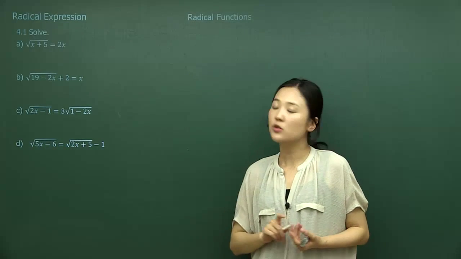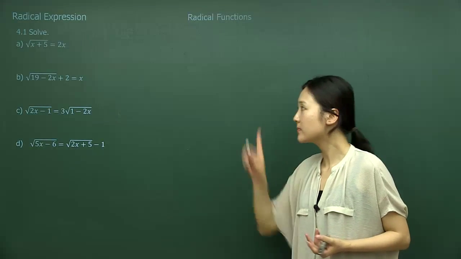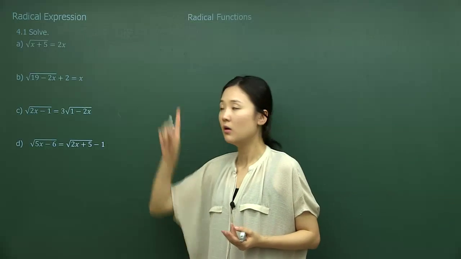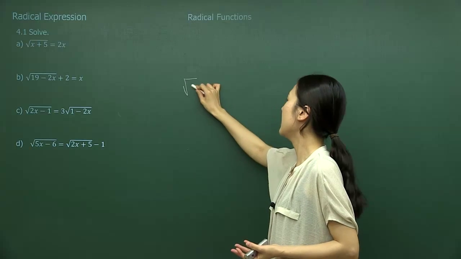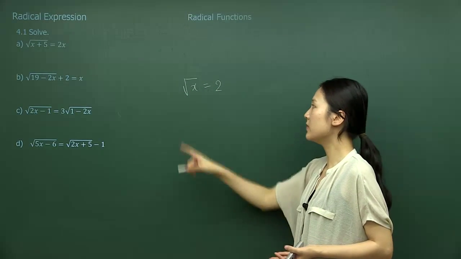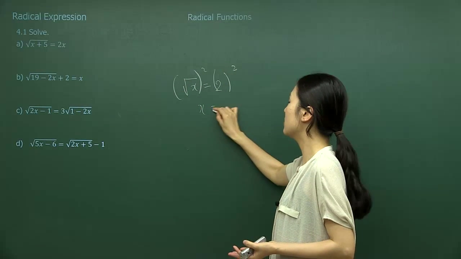How do we solve for an x when it comes to radical expressions? How do we get rid of a square root of something? Well, simple. If you have, for instance, the square root of x that equals 2, to get rid of the square root, you will have to square both sides, right? Hence x equals 4.